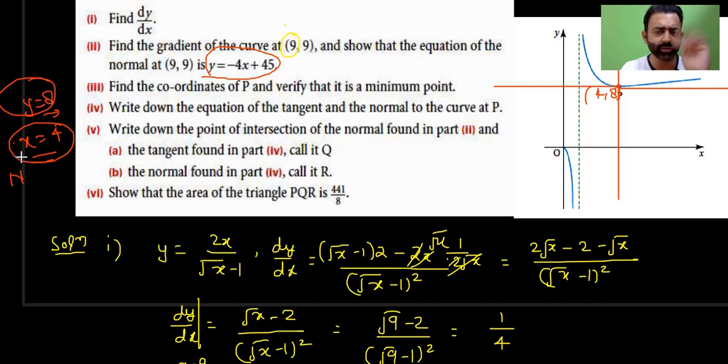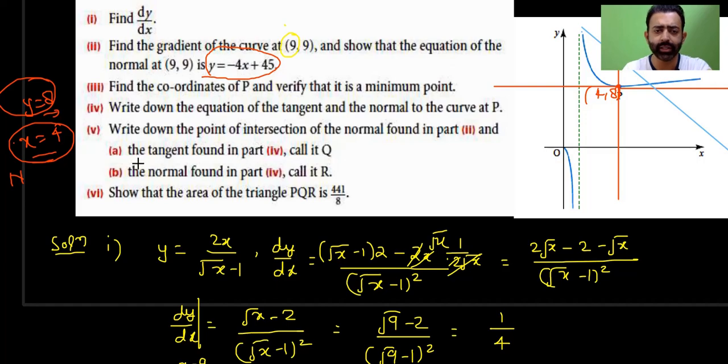Okay, so let us suppose the straight line, since it is of negative slope and its y-intercept is positive, so let me introduce a line like this, for example, like this. Okay, so this is, let us suppose, the equation of normal at point 9, 9. Okay.